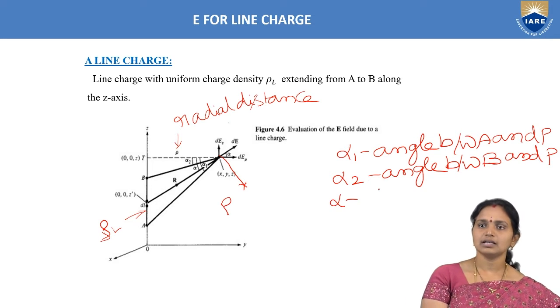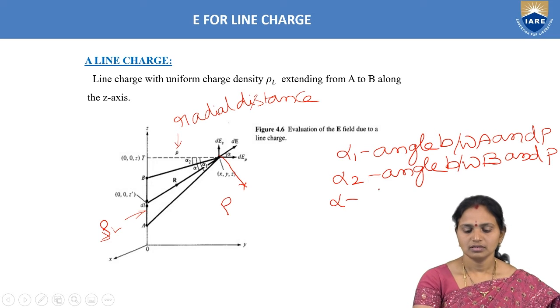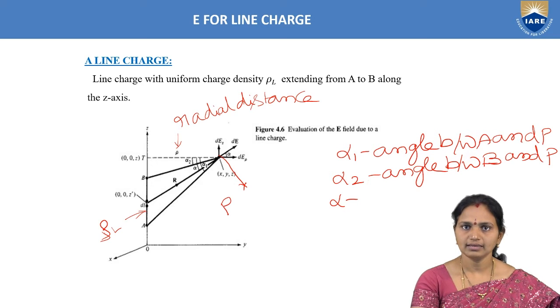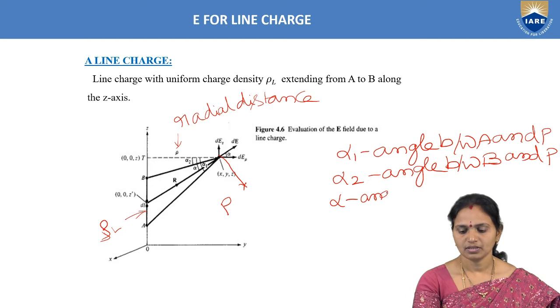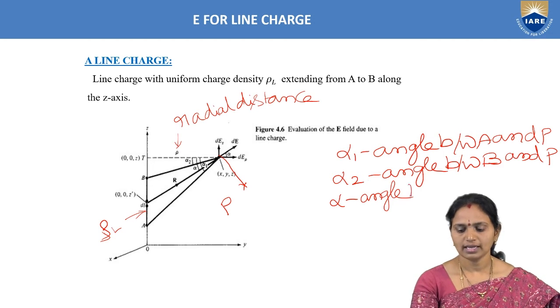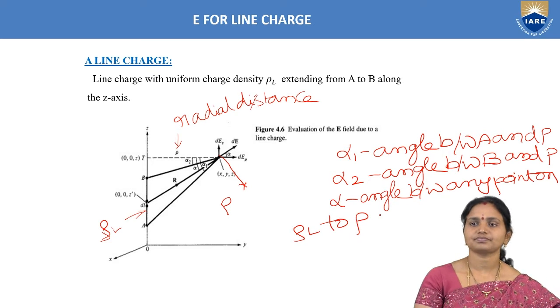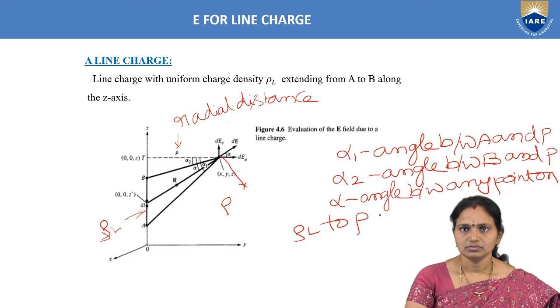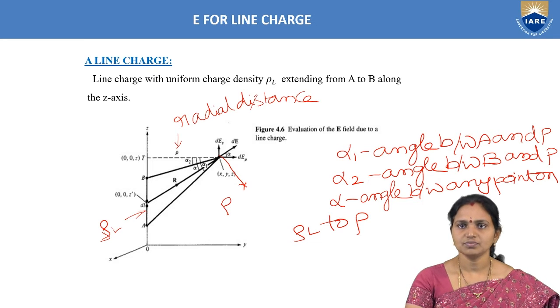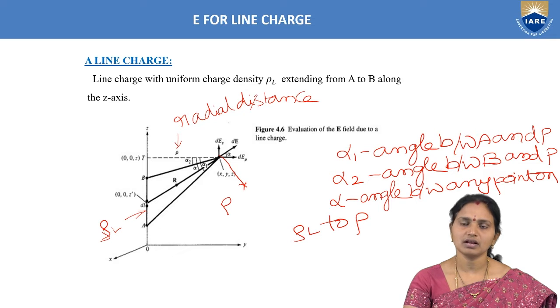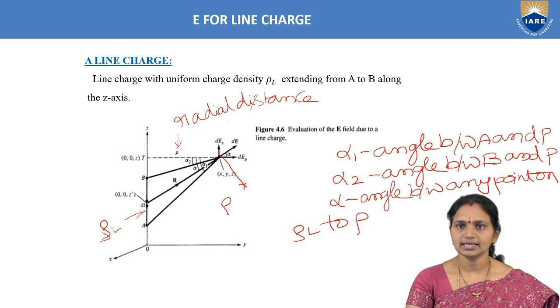And we can take the general angle between any point on the line charge rho L and the field point P as alpha. Now, these are the definitions of the terms here: alpha, alpha 1, alpha 2, and rho is the radial distance.